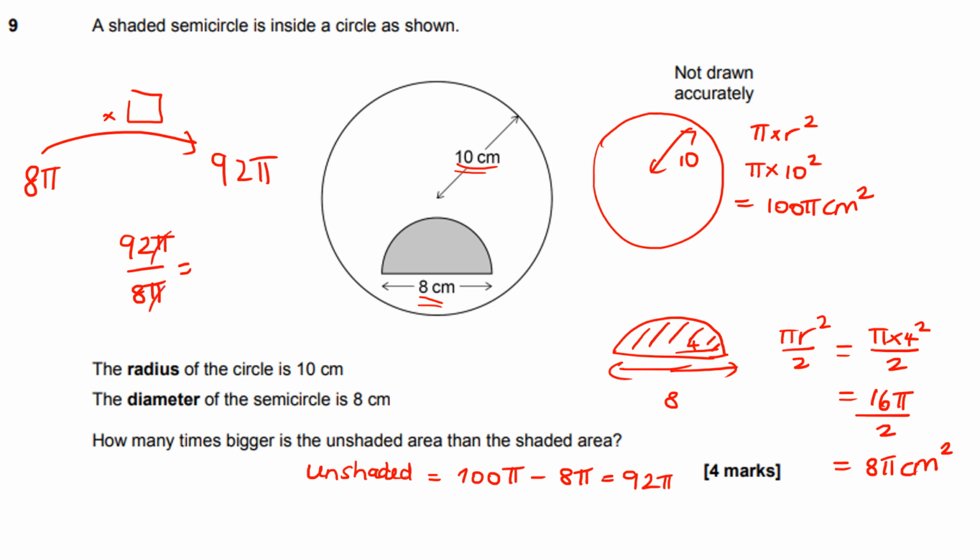If I simplify the pi's, you can just halve it. That gives you 46 out of 4. Half it again gives you 23 out of 2. 23 out of 2 is the same thing as half of 20 and half of 3. Half of 20 is 10, half of 3 is 1.5. Both of them together is going to be 11.5 times bigger. And this is how you get full marks from this question.